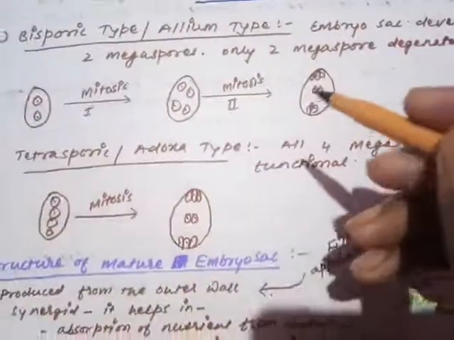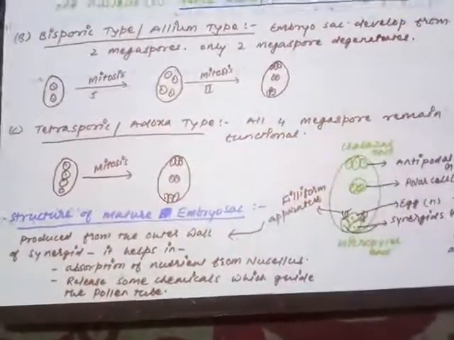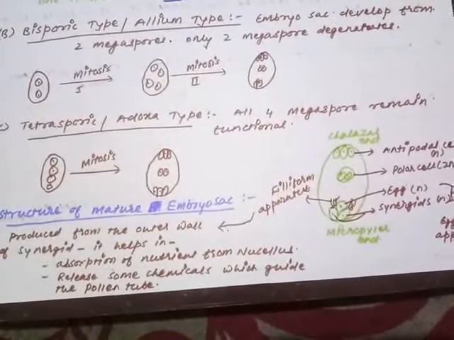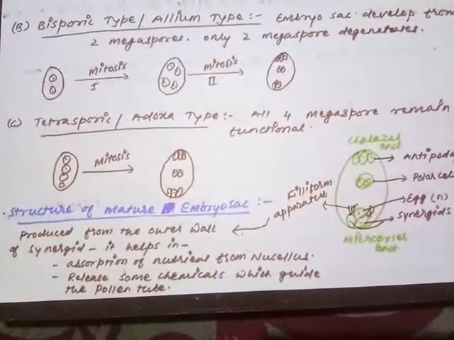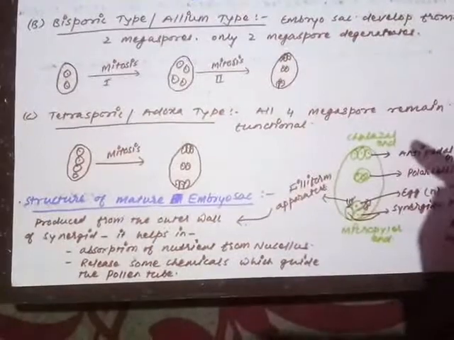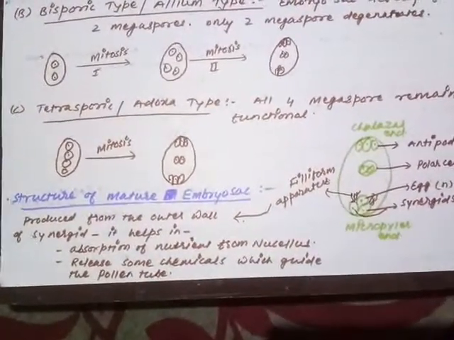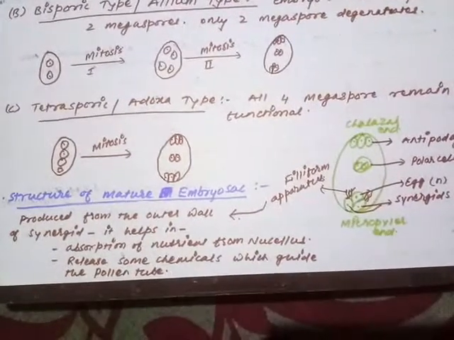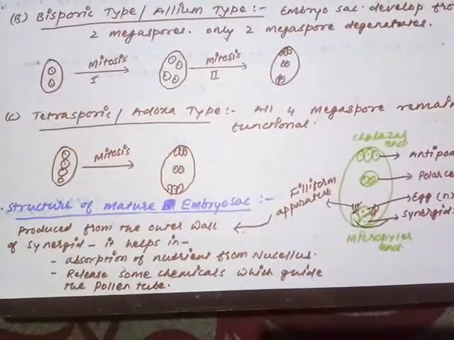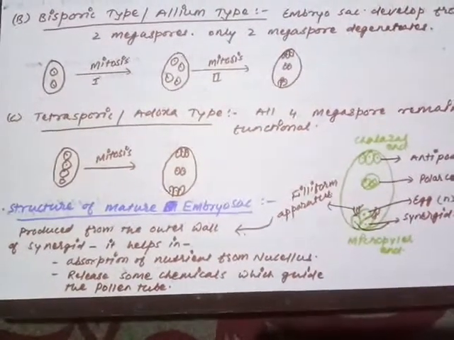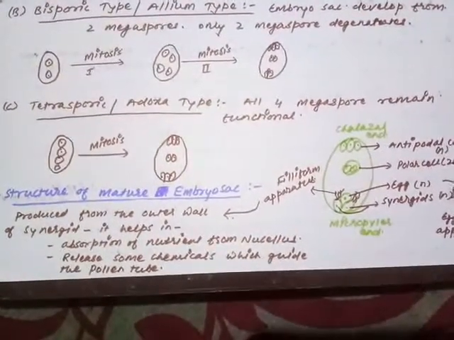So any problem here? Now the third one is tetrasporic or Adoxa type, reported in Adoxa. What is specific? All four megaspores remain functional and they participate in the development of the female gametophyte. Is it clear to you all? Now we have completed everything regarding the development of the female gametophyte.